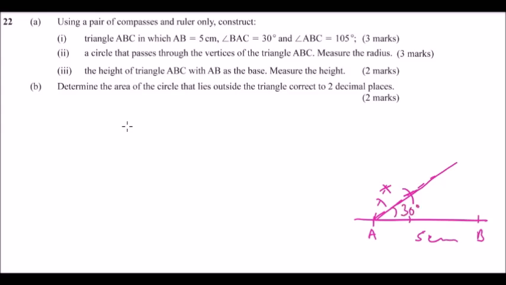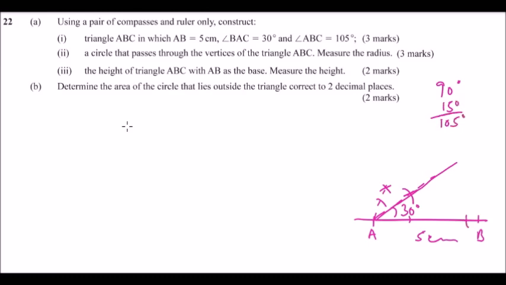Then angle ABC is 105. How do you construct angle 105? You can construct angle 90, and you bisect angle 30, you get 15, so that will add up to 105 degrees.